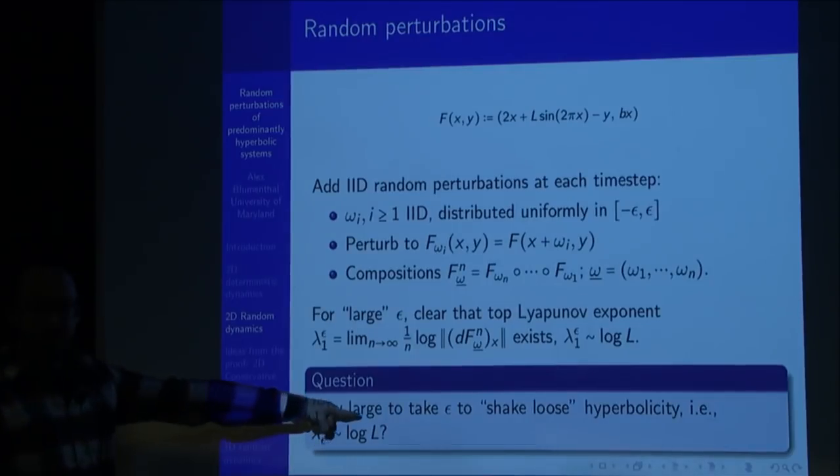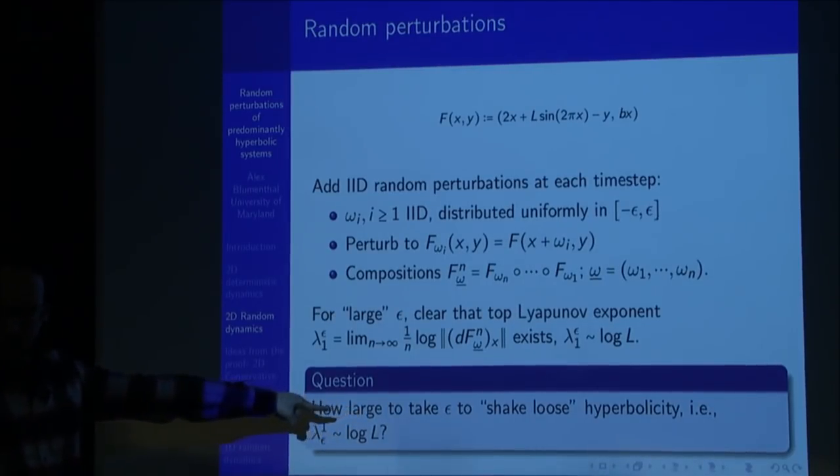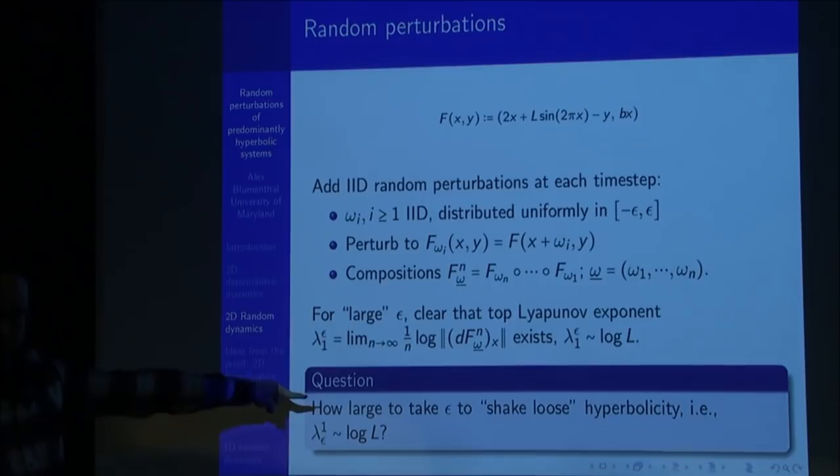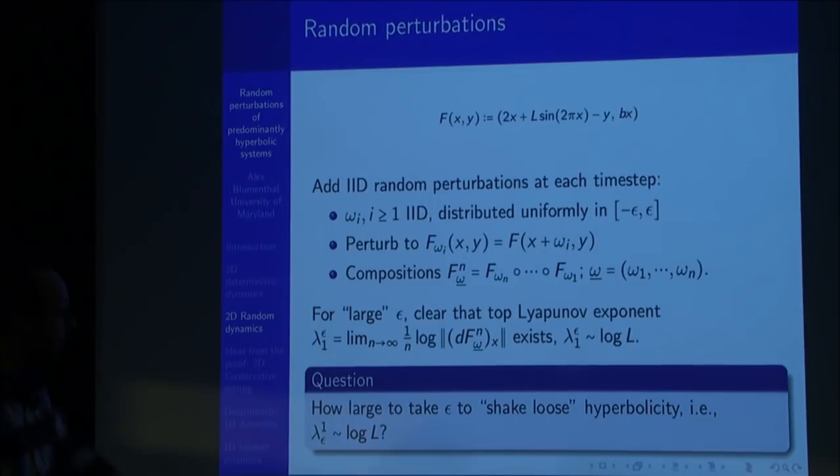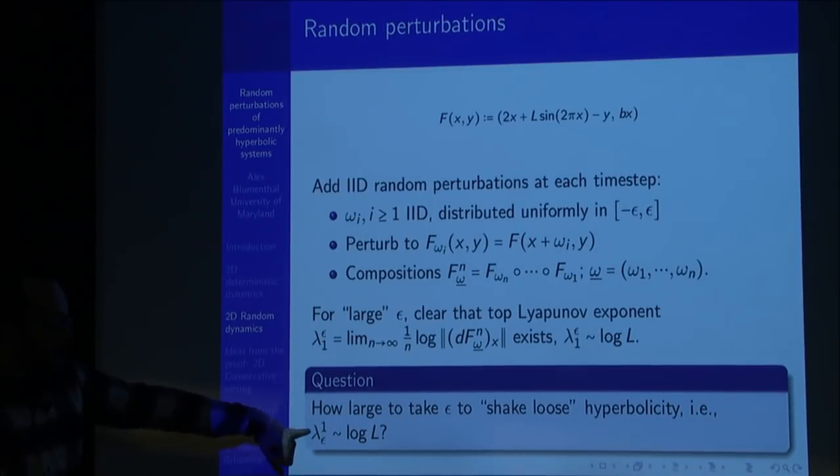So really what's more interesting, and the right way to phrase this problem, is to determine how small to take the noise to shake loose the hyperbolicity in the system, okay? If you believe me that the Lyapunov exponent depends continuously on epsilon, at what threshold do I begin to see really crazy fluctuations in the value of lambda 1 of epsilon, right?